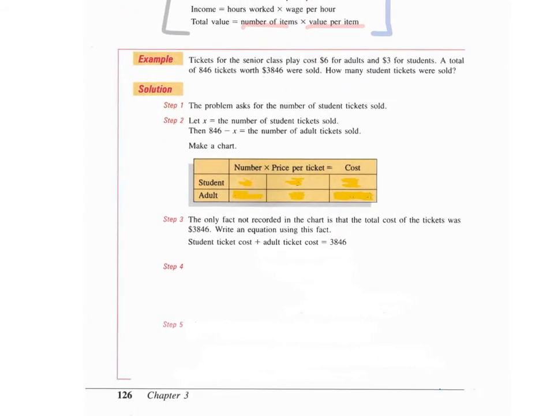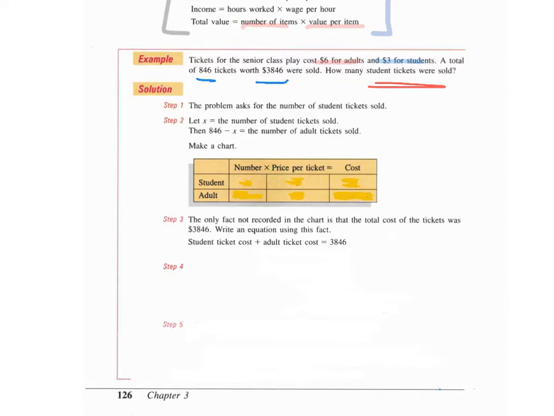It says tickets for the senior class play cost $6 for adults and $3 for students. A total of 846 tickets cost or were worth $3,846. They want us to find out how many student tickets were sold. So again, they are giving us the chart. They've set it up for us. So let's go ahead and start filling in the box.